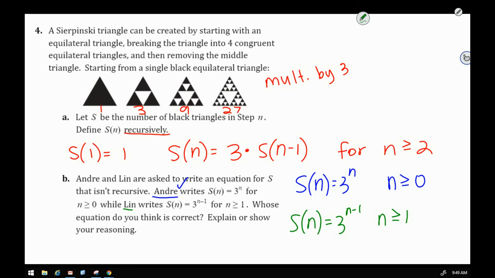Yes. What about step 2? 2 minus 1 is 1, and 3 to the first power is 3. So it does. And for step 3? So they both work.